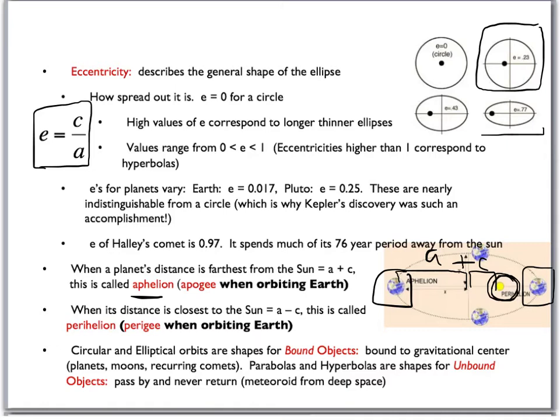Now, for circular and elliptical orbits, those are shapes that are for bound objects. Bound objects meaning that they are bound to that gravitational center and cannot get away. So planets, moons, recurring comets, those things are not getting away. Whereas parabolas and hyperbolas would be the kinds of shapes that we would give to an unbound object. In fact, for an e value that is greater than 1, that's corresponding to a hyperbola. So those one-time pass-by types of deals, like a meteoroid maybe.